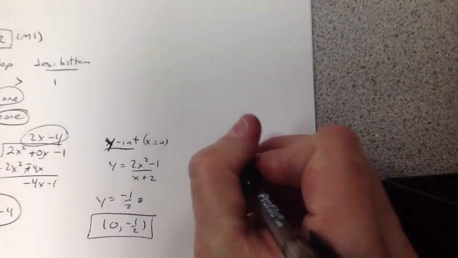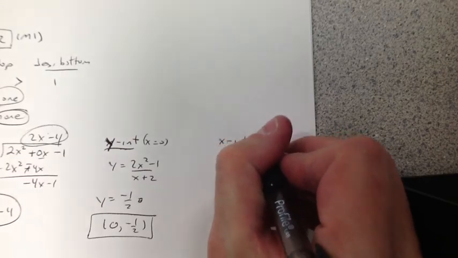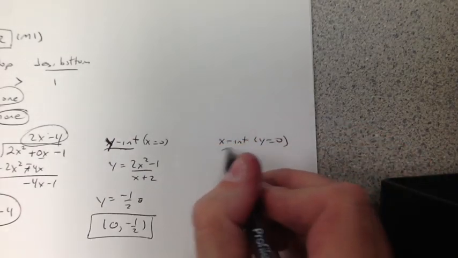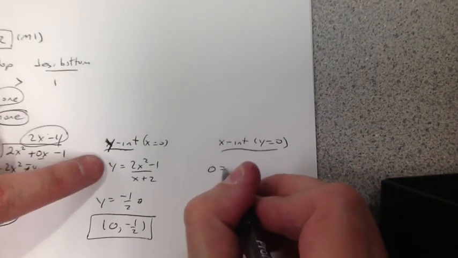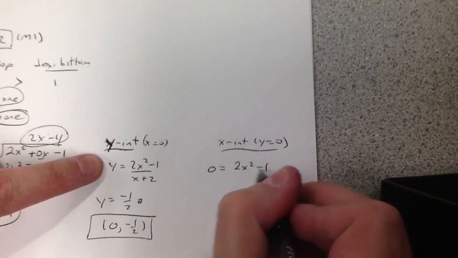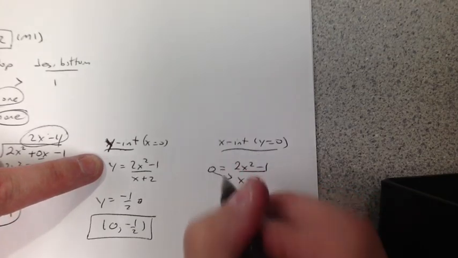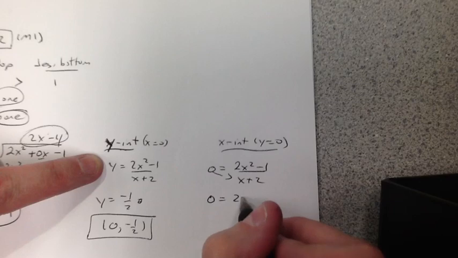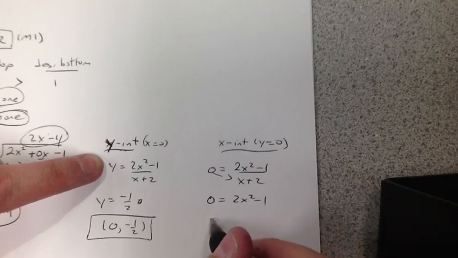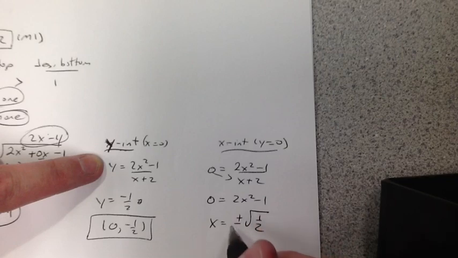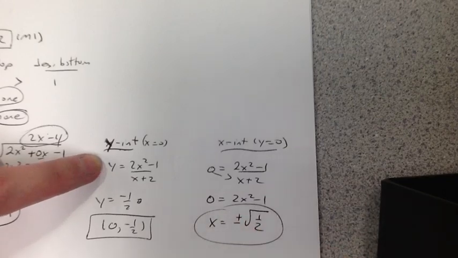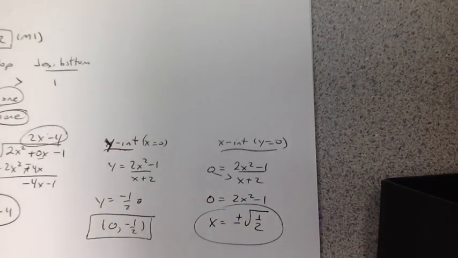To get our x-intercept, let y equal 0. I go 0 equals 2x squared minus 1 over x plus 2. Cross multiply, the denominator goes away. 2x squared minus 1. Be very careful. I get x equals plus or minus the square root of 1/2. And there we go. Now, that's 2 of them.